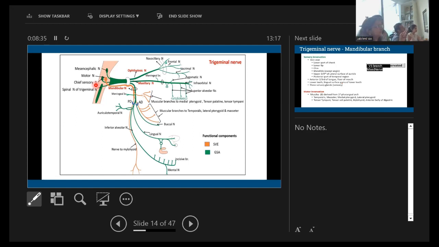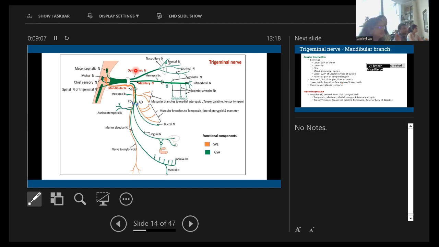There are three sensory nuclei of the trigeminal nerve and one motor nucleus. It's difficult for me to point out here, but this is the motor and this is the chief sensory nucleus. One is the mesencephalic, which is present in the midbrain, the chief sensory in the pons, and this is the spinal nucleus, which is very important. It is the longest nucleus, which spreads from the medulla to the upper spinal level till C1, C2.